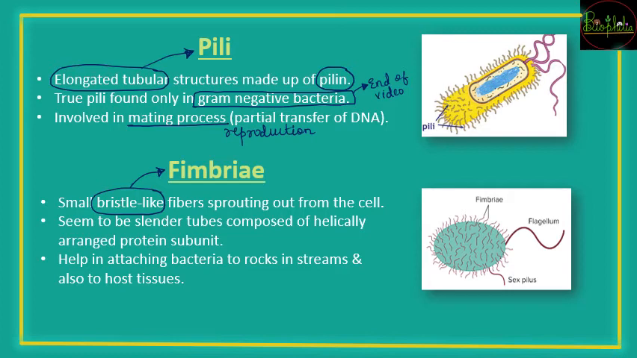So these small bristle like are fibers which will be coming out of the cell, and these are slender tubes and composed of a protein subunit. So again, this is going to have proteins. Now fimbriae ka kya help hai in the bacteria? So it is going to help in attachment. So it can attach either to the rocks near the streams, or it can also attach to the host tissues.